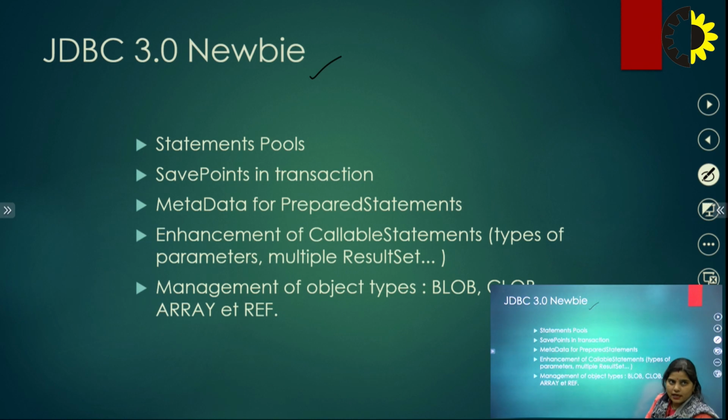Okay, so it has statement pools, savepoints in transactions, and metadata for prepared statements. It has an enhancement of callable statements, types of parameters, types of multiple result sets, and management of object types just like BLOB, which means binary large object, CLOB, which means character large object, and array, etc., for references.